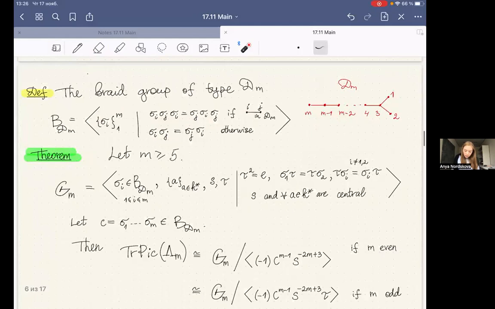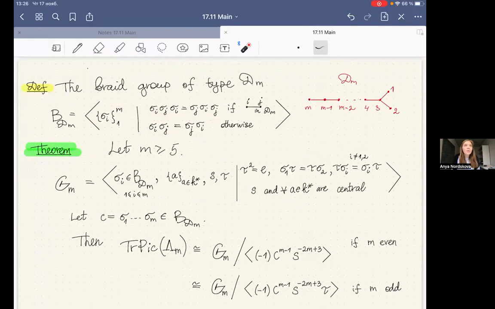Another remark: I will only consider the case M greater or equal to 5. So I'm excluding the case D_4 for technical reasons, just because I want to make this talk as less technical as possible. This diagram has an extra automorphism, so it requires some additional remarks.